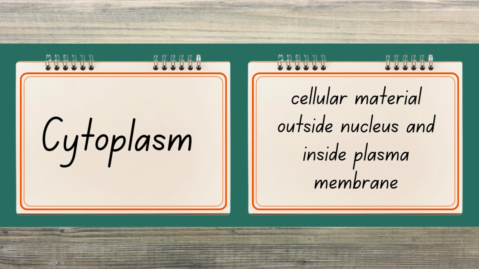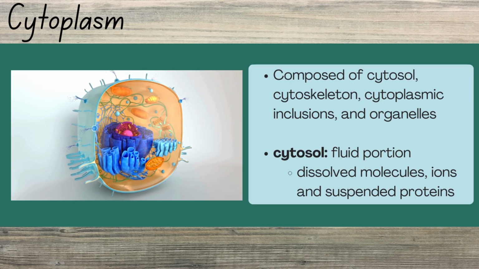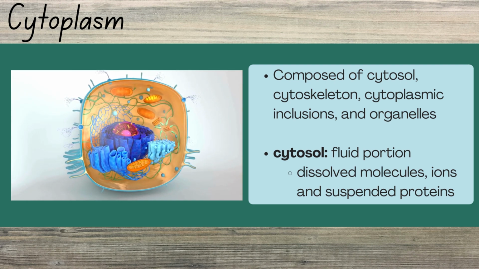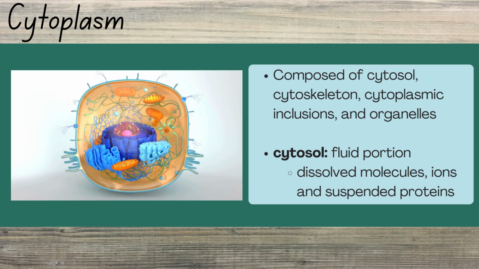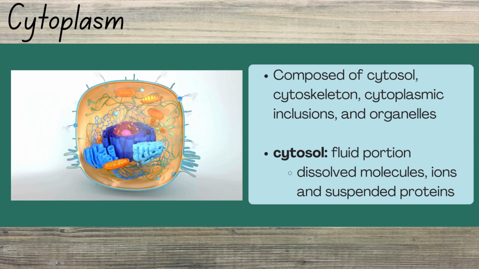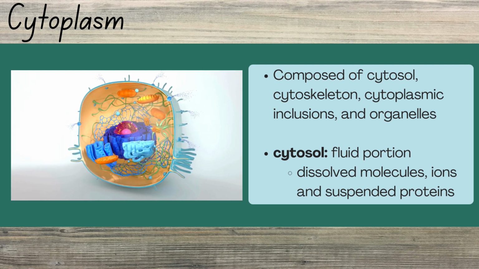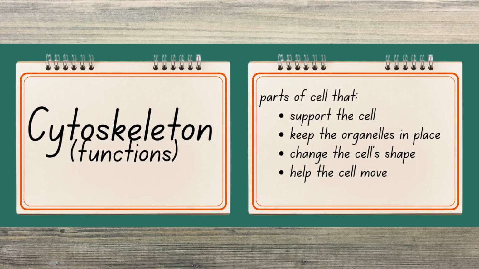Cytoplasm is the cellular material outside the nucleus and inside of the membrane. Cytoplasm is composed of cytosol, cytoskeleton, cytoplasmic inclusions, and the organelles. Cytosol is the fluid portion of cytoplasm. Within it are dissolved molecules, ions, and suspended proteins. The cytoskeleton functions to support the cell, keep organelles in place, change the cell's shape, and help the cell to move.